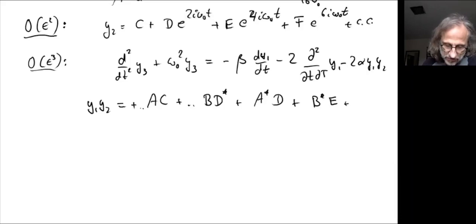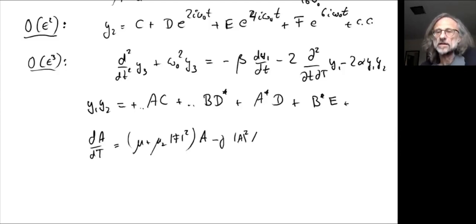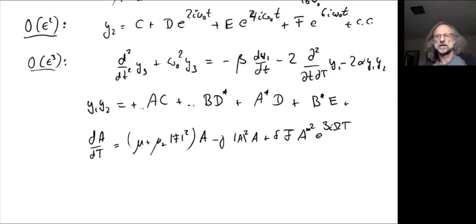You get the equation d by dt of A is equal to mu plus mu2 f absolute value squared A minus gamma A absolute value squared A plus delta f A star squared e to the 3I omega t. And the coefficients, I'm not going to write them down, but these coefficients are just some expressions in terms of alpha and omega naught and beta.